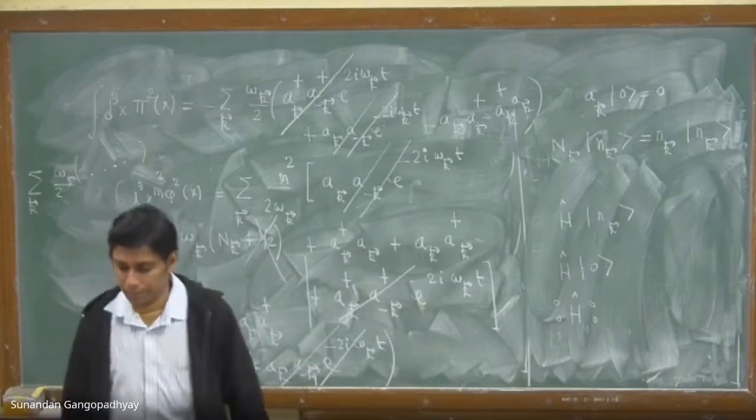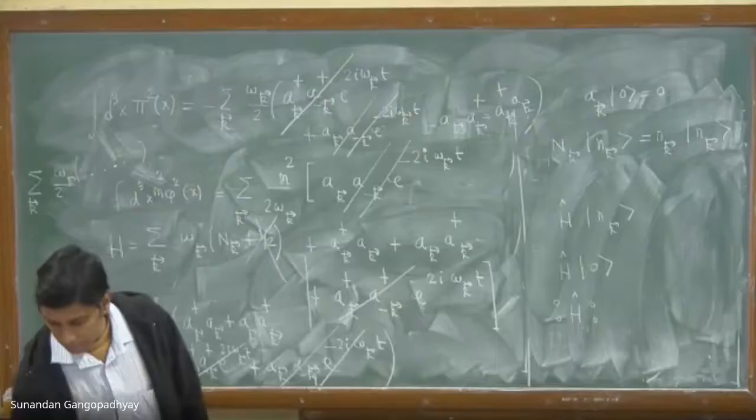Sir, is there anything by which we can say that a_k a dagger_k just becomes a dagger_k a_k? Is there any physical logic behind it? Or are we just doing it to get rid of the zero point energy?